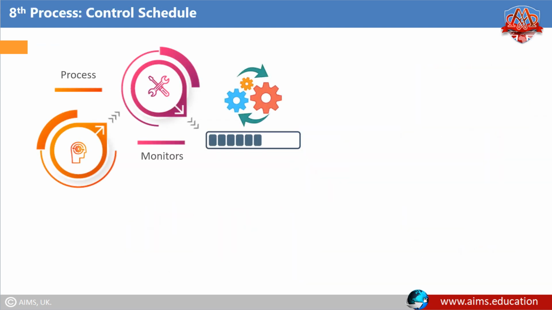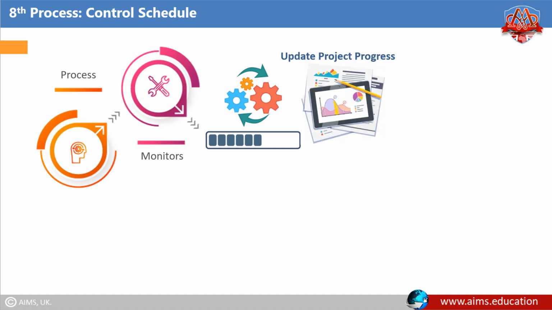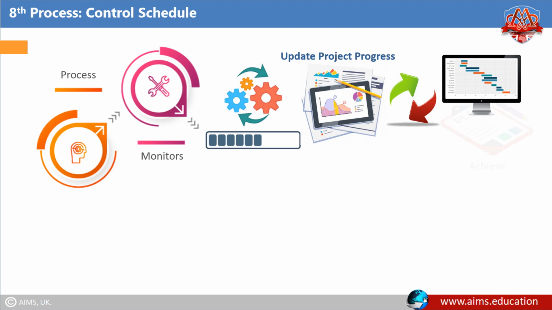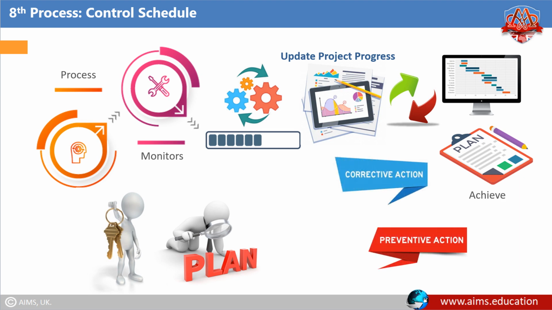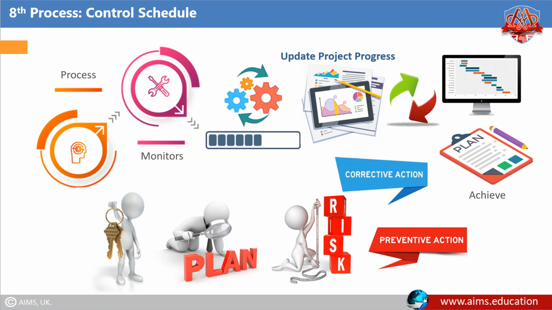Control schedule. This process monitors the status of project activities to update project progress, and manages the changes to the schedule baseline to achieve the plan. Key benefits. It provides the means to recognize deviation from the plan, and take corrective and preventive actions, and thus minimizes the risk associated with the project.